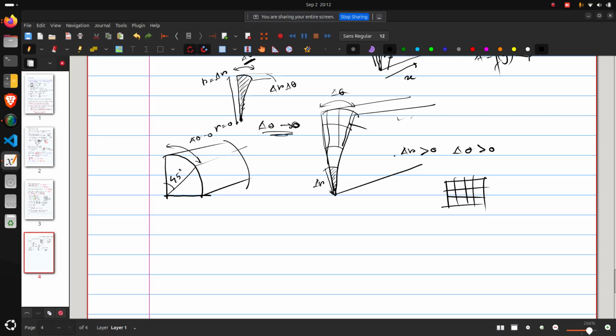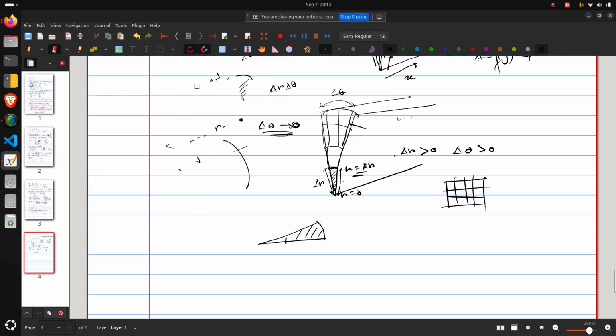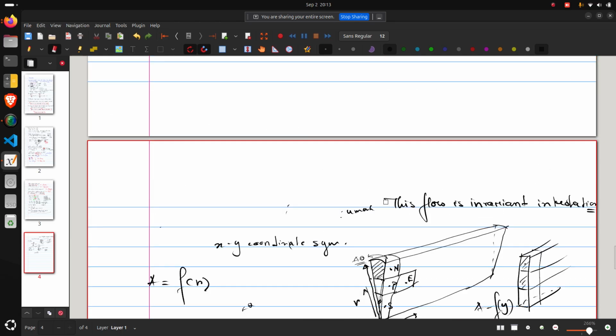Because the area will be computed between r equal to 0 and r equal to delta r, so this will have some length. For example, if delta theta is very small, we can take it as a triangle and easily find the area here. So there will be a finite area no matter how small the delta theta is, until and unless delta theta is fully 0. Okay, so this is the concept of axisymmetric mesh and polar coordinate system.